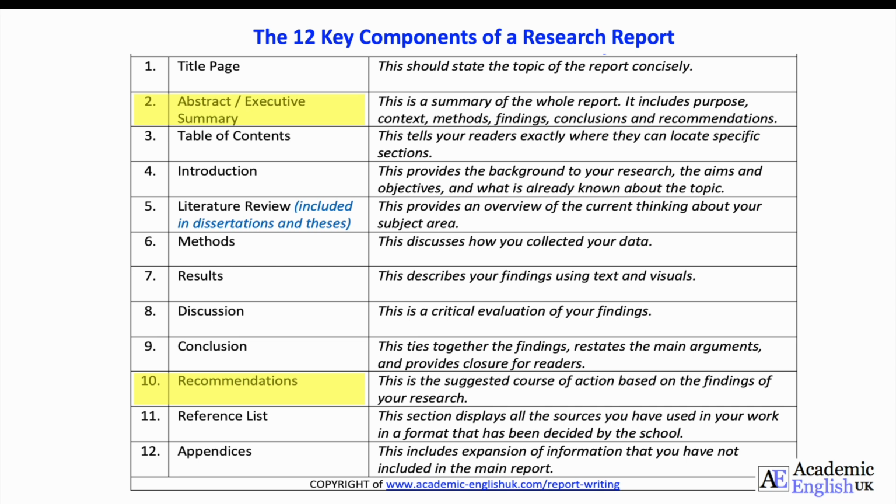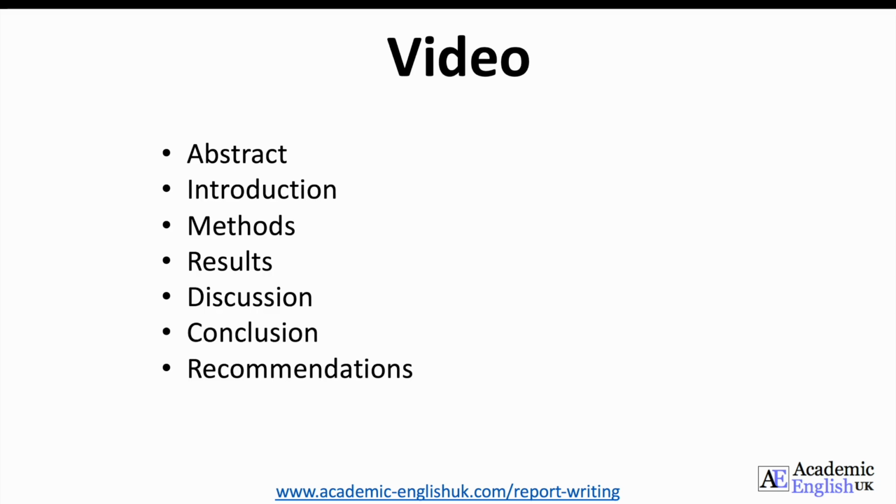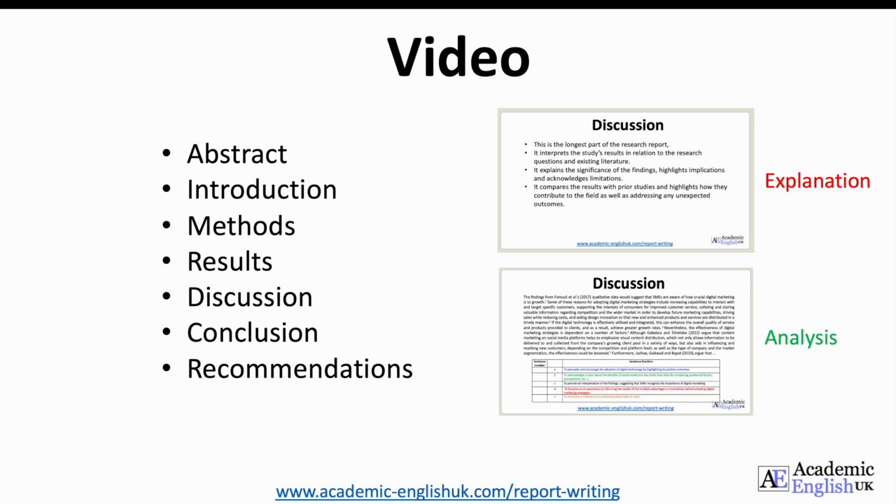So to begin, we'll just have a quick look at an extract from the task brief. It is to write a 1,500-word research report on the following: the importance of digital marketing for small and medium-sized businesses. It states what features to include, that you will use secondary data, and what is not necessary. Pause the slide if you would like to look at this in more detail. So, this video today will go through each section of a research report. It will explain what each section should include and then provide an example for analysis. So, let's start then with the abstract.